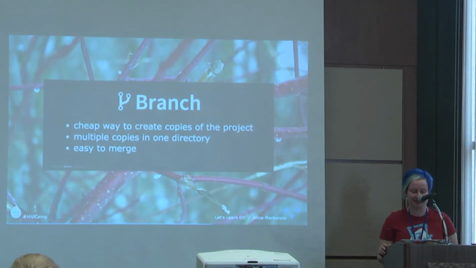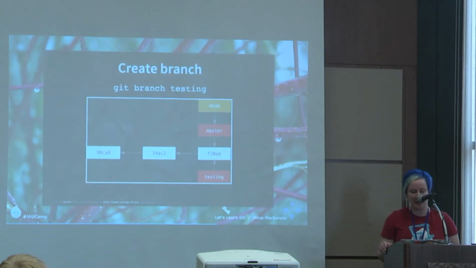Branching is an excellent feature of Git. It's a cheap way to create copies of your project. Instead of having several directories, you can have one directory, but Git keeps multiple copies in it. It's a bit mind-blowing to think about at first, but it's really great. And it's easy to merge these branches. So how do we create a branch?